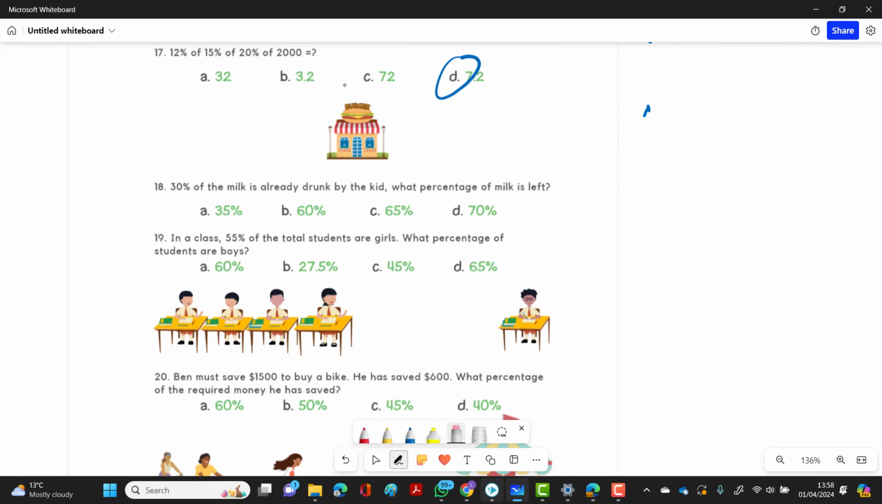30% of a milk has already been drunk by the kid. What percentage is left? That's easy. 100 take away 30 is 70. So number 18 should be D. Number 19, 55% of the total are girls. What percentage are boys? Again, easy, 45. 19 is 45.